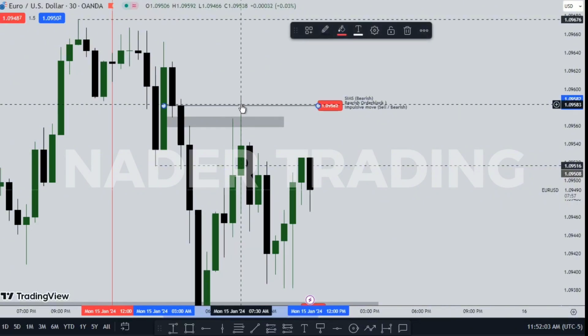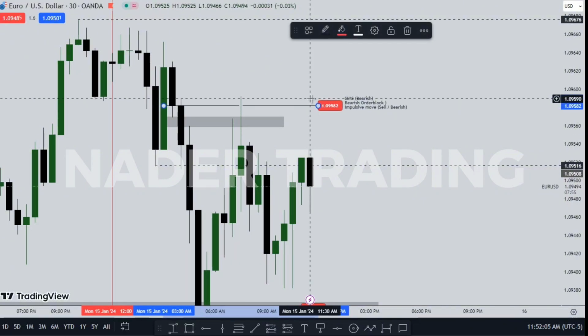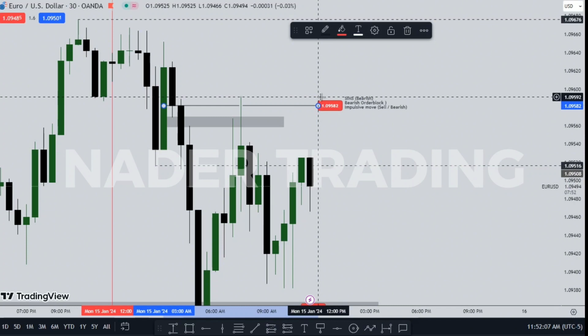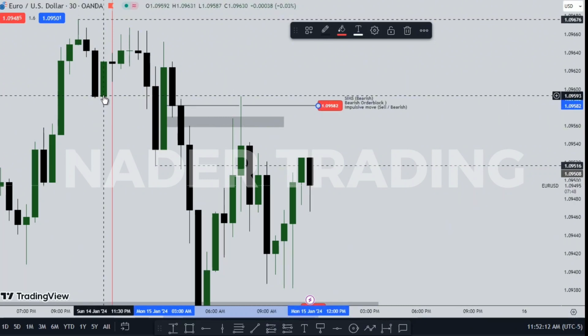If I miss it, it's fine. I don't really care. I wait for another setup, another opportunity. And also, I have this bearish shadow block right about here. I have a bearish mitigation block right about here.